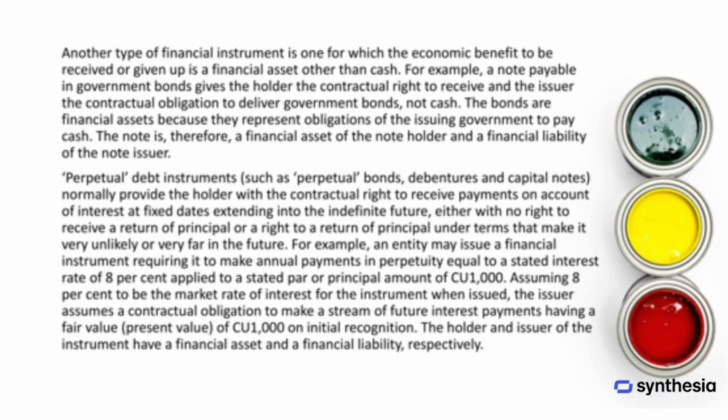For instance, an entity may issue a financial instrument requiring it to make annual interest payments in perpetuity at a stated rate of 8% on a principal amount of 1,000 currency units. Assuming 8% reflects the market interest rate at issuance, the issuer has a contractual obligation to make a stream of future interest payments with a fair value of 1,000 currency units on initial recognition. In this case, the holder holds a financial asset and the issuer holds a financial liability.